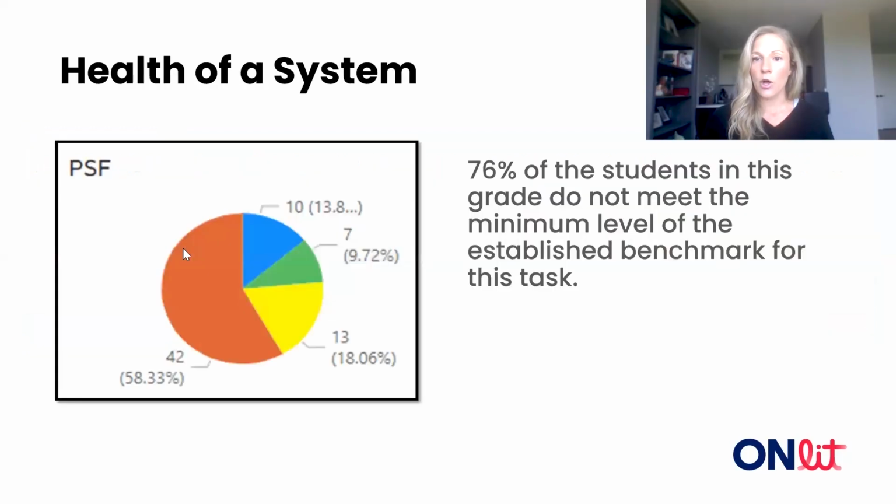Universal screening data will also inform around the health of a system. If we look at this data, we see that 76% of grade 1 students in this school do not meet the benchmark at the beginning of the year on the phoneme segmentation fluency task. If 76% of the students are not entering grade 1 with the minimum proficiency of this skill developed, they don't have that strong foundation to build on.